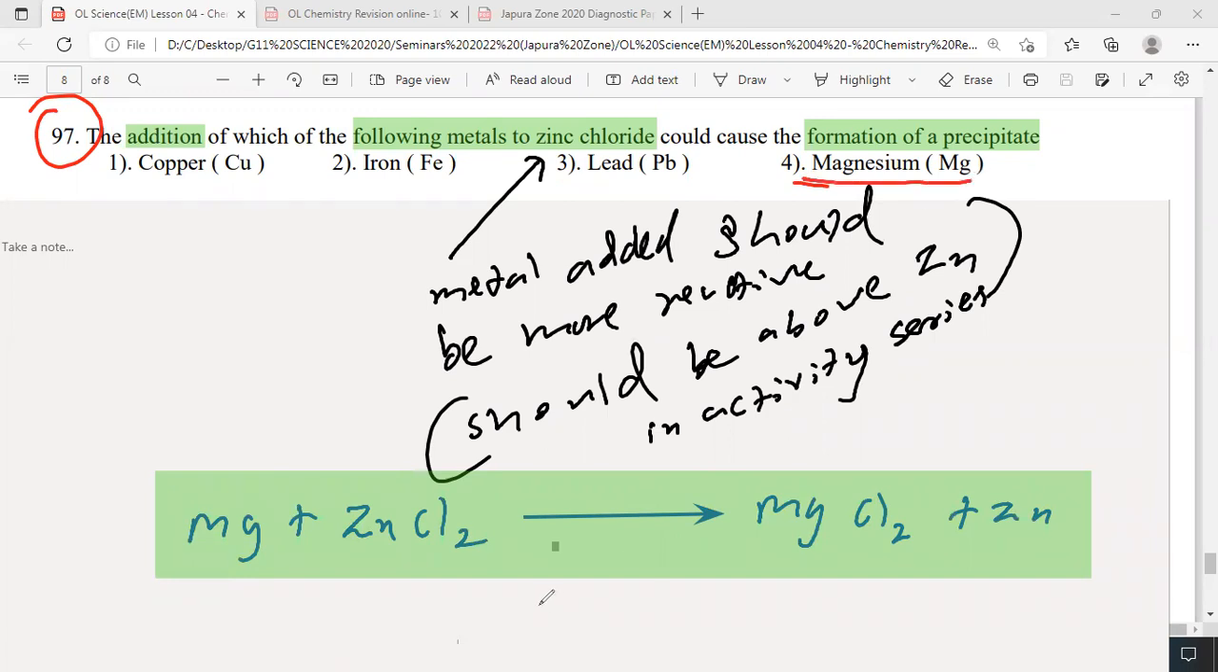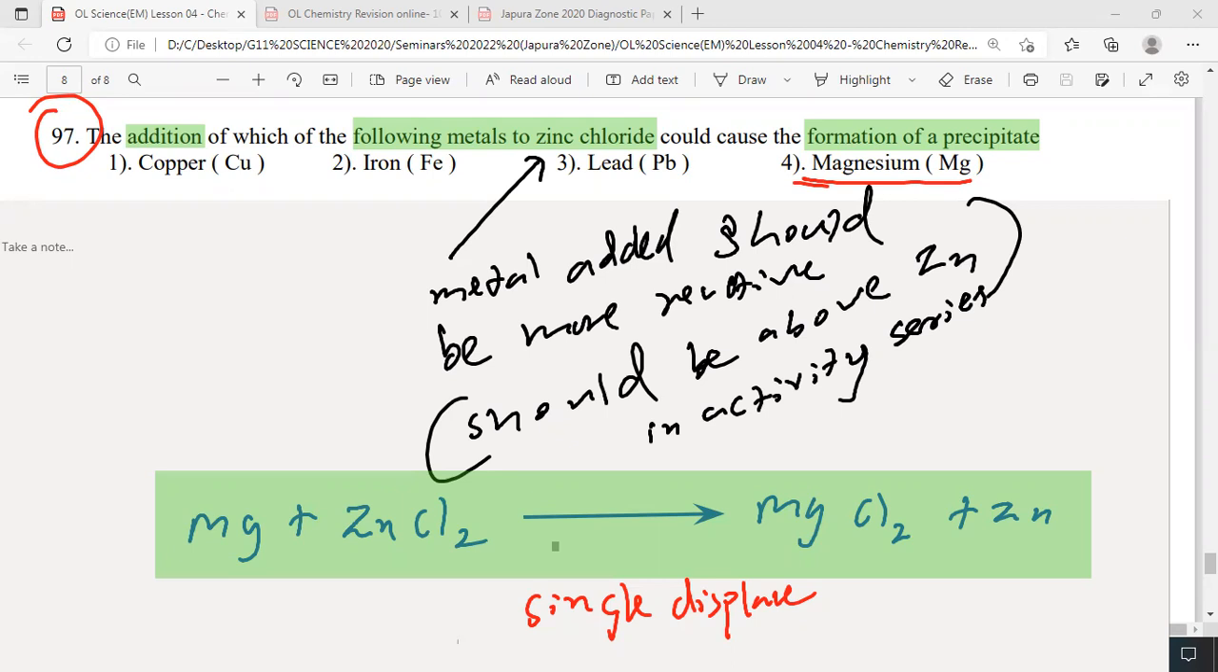This is called what reaction? A single displacement reaction. Because all the other metals among the answers are less reactive than zinc, or below zinc, a single displacement is not possible. Right. Question number 97, I gave the answer. The answer is fourth. Very good. Jomindu, Semika, right. Very good.